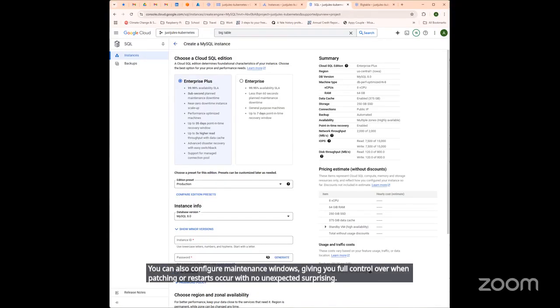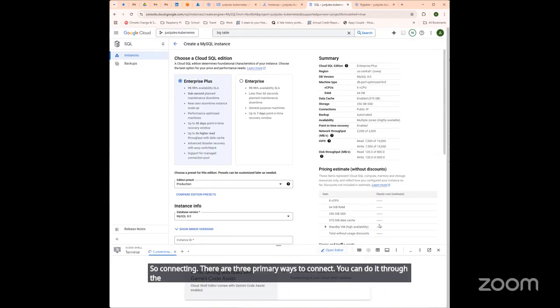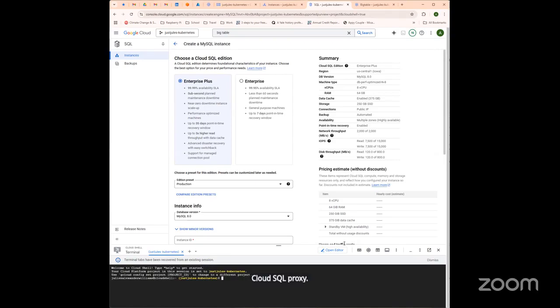So connecting. There are three primary ways to connect. You can do it through Cloud Shell or the Cloud SQL Proxy. Cloud Shell is an open shell in the console, and you use the built-in SQL proxy to connect securely. Cloud SQL Proxy is a lightweight client you can install locally or in your application container. It handles SSL and IAM authentication transparently. And you can use a public IP with SSL.